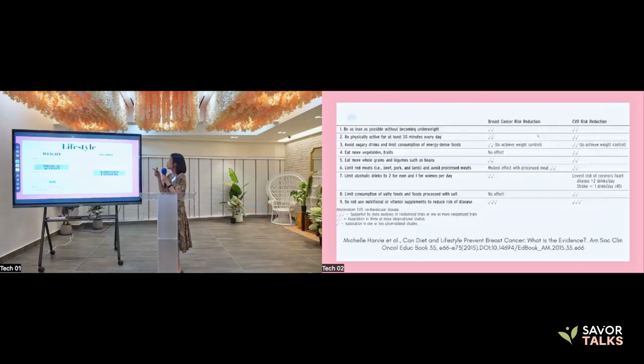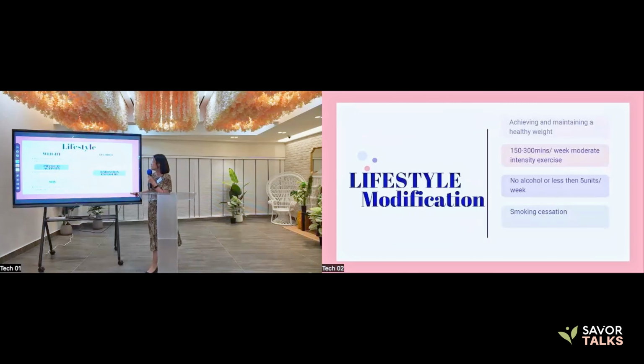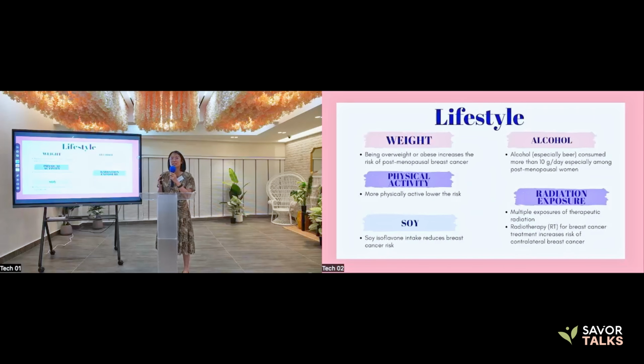We are going to talk more about lifestyle. If you really need to drink, not more than 1 unit of alcohol. And yesterday we also talked about soy. Soy isoflavone intake can reduce breast cancer risk, especially, as we just talked about, for adolescents, if they take plant-based food, for example soy, when they are young. So if you have children, don't always buy beef for them to eat. You can try to give them more plant-based food.